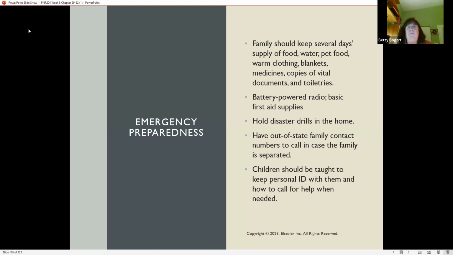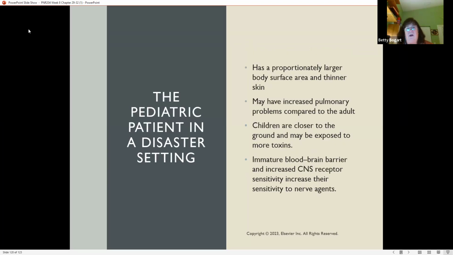If there are problems like with the hurricanes, have people out of state checking up on you, because there were times where all of the telephone lines went down, right? And children should know their phone numbers and who to contact.